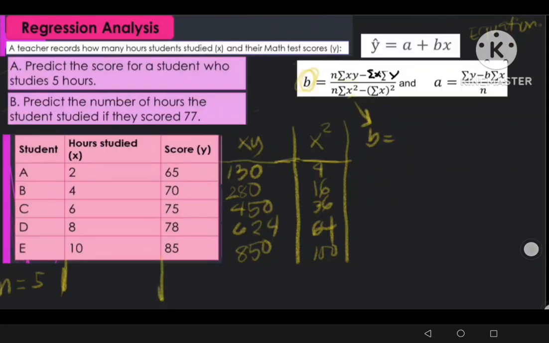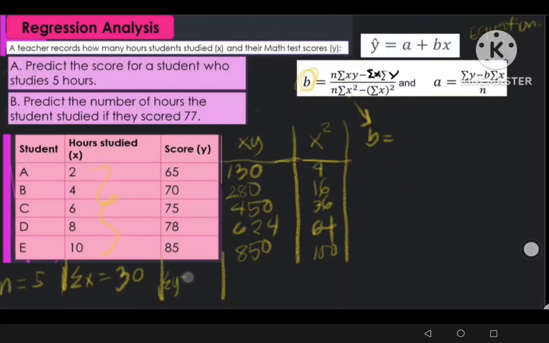And then here in x, let's sum it up. Summation of x. Just add these values here. 2 plus 4 plus 6 plus 8 plus 10. If you're going to add that using your calculator, you come up with 30. So the value of our summation of x is 30. And here in our y, summation of y, just add this together. 65 plus 70 plus 75 plus 78 plus 85. Calculate that, you come up with 373.